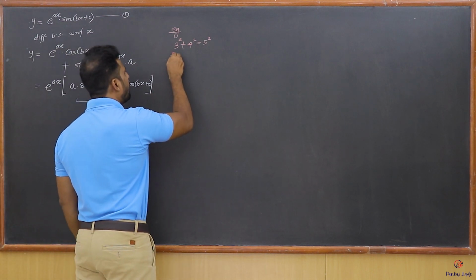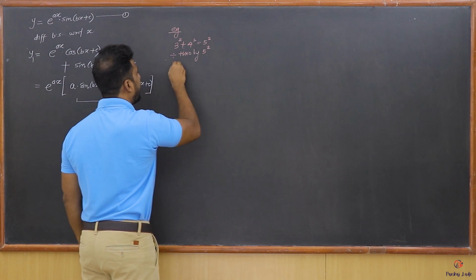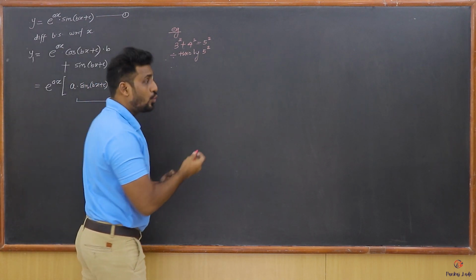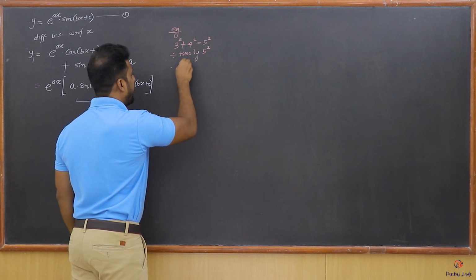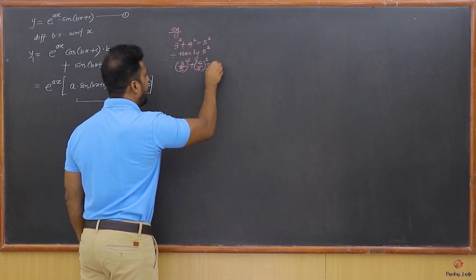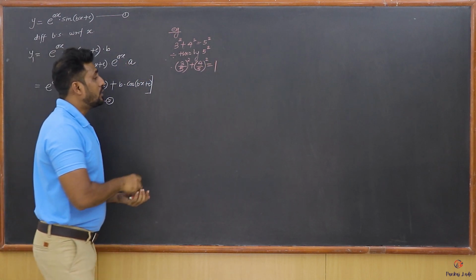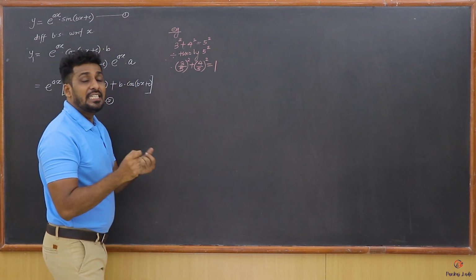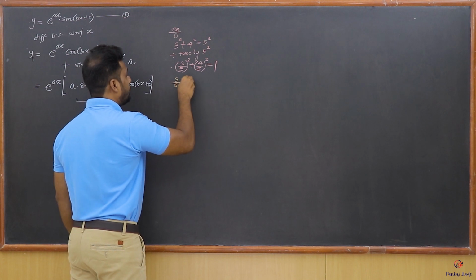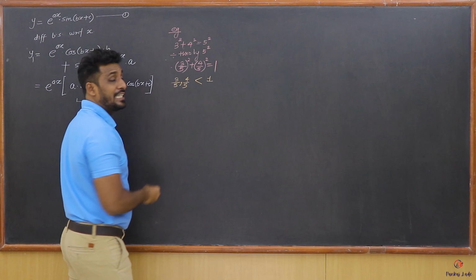So is it okay if I divide throughout by 5 square? If I divide throughout by 5 square, I get 3 square upon 5 square, which is (3 upon 5) the whole square, plus (4 upon 5) the whole square, is equal to 1. Now observe very carefully. These numbers 3 upon 5 and 4 upon 5 are numbers which are less than 1, isn't it? So 3 by 5 and 4 by 5 are numbers which are less than 1.